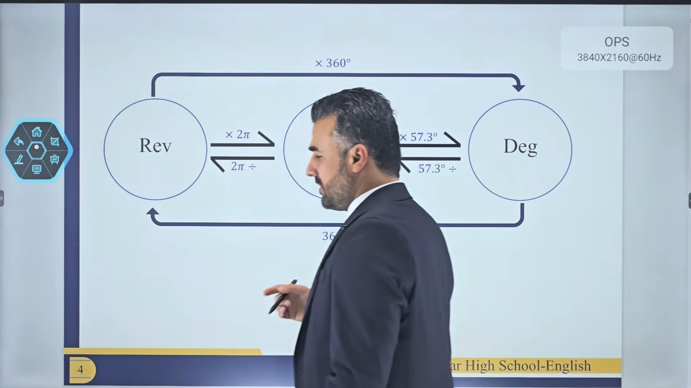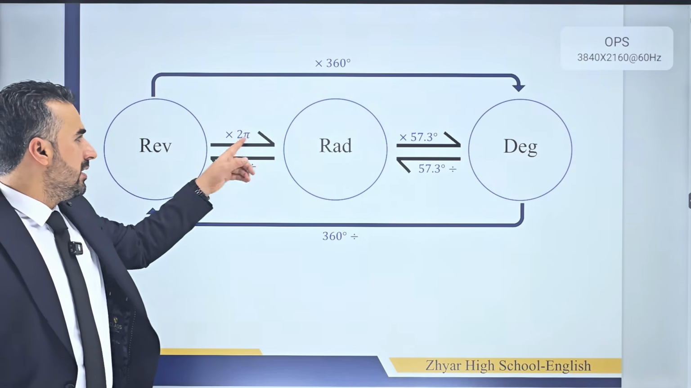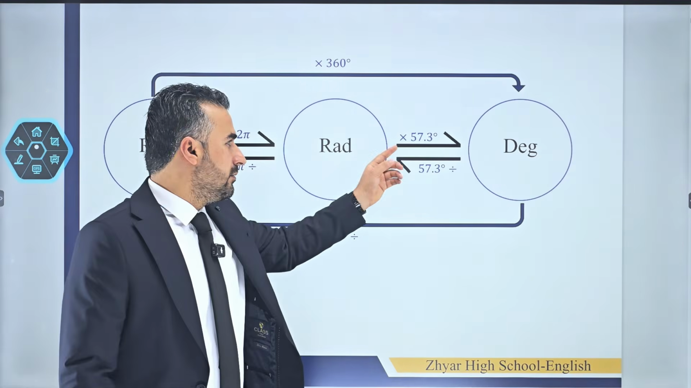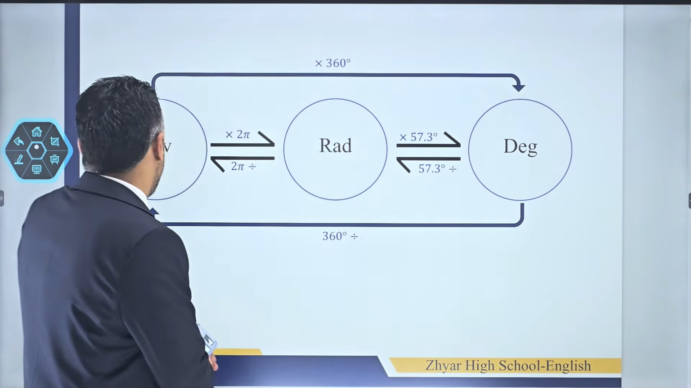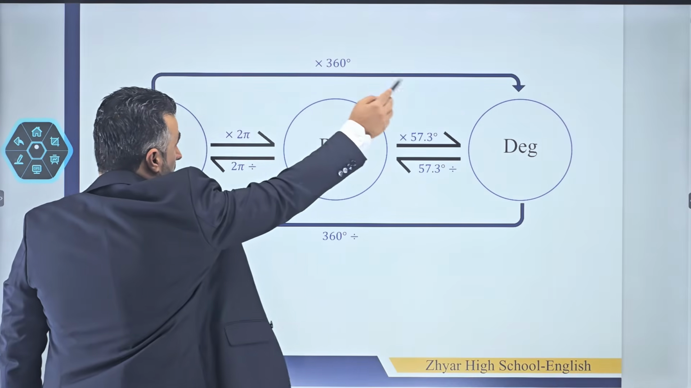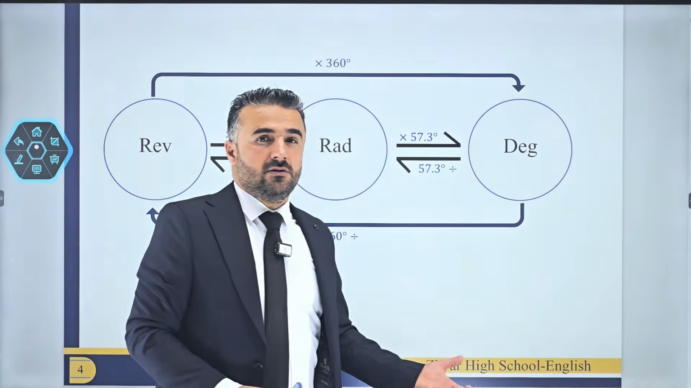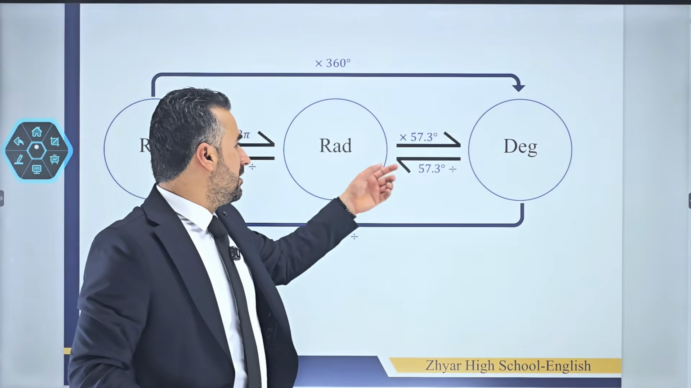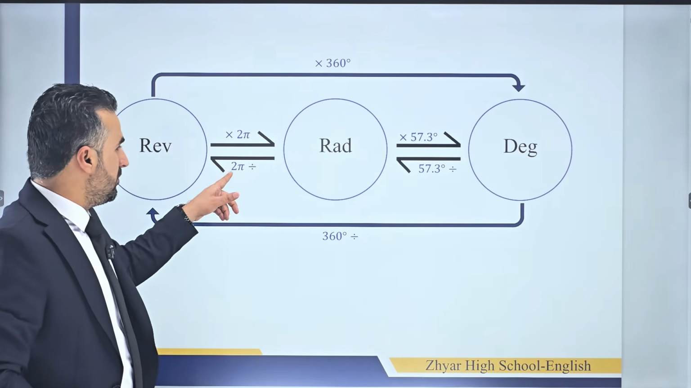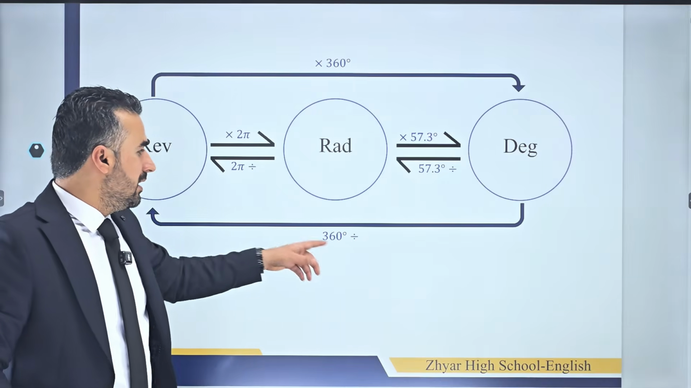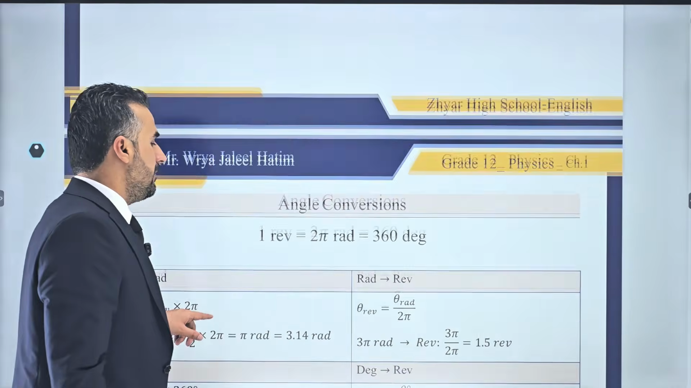Now we have this, of course, where you can use this one instead. So if we ever want to convert revs to radian, we multiply by 2 pi, radian to degrees multiplied by 57.3 degrees. And if I want to convert revs to degrees right away, then we'll multiply by 360 degrees. And if we want to do the reverse, degrees to radian, divide by 57.3, and then radian to revs, divide by 2 pi, degrees to revolution, divide by 360 degrees, and that'll be pretty easy.